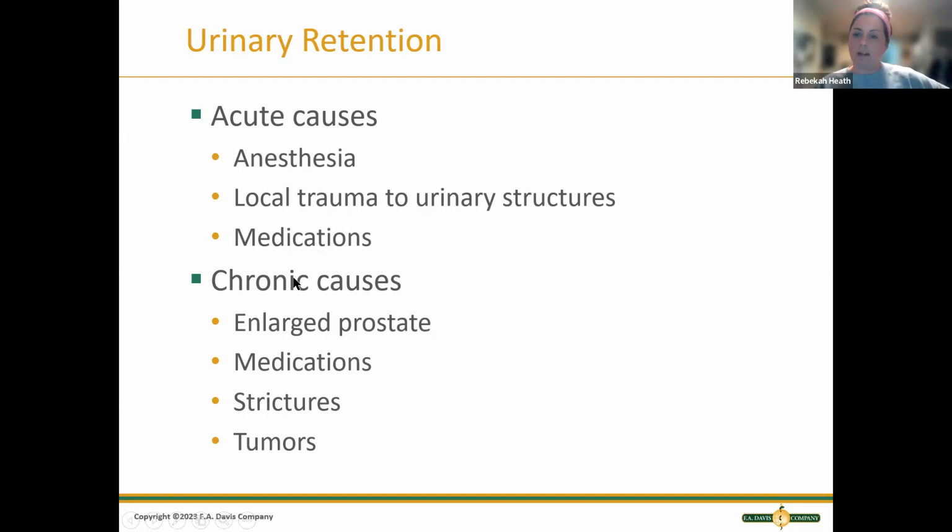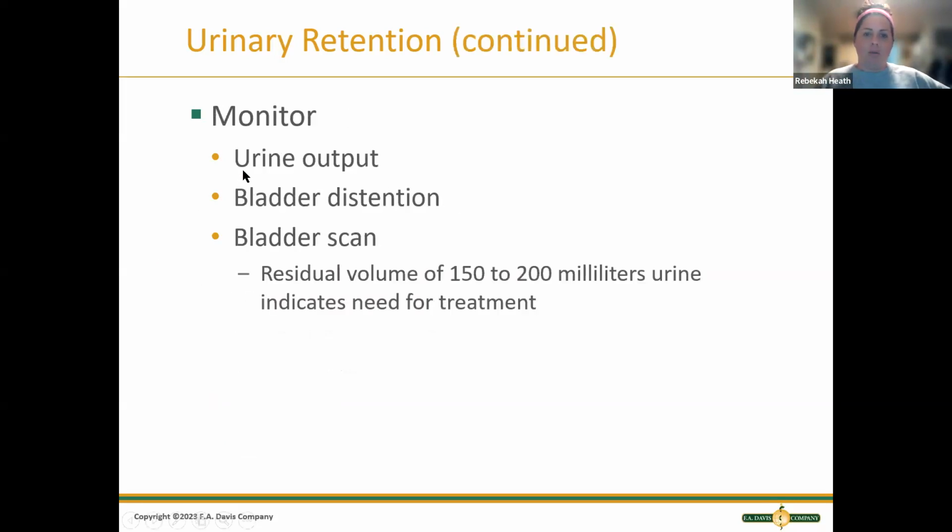Chronic causes could be an enlarged prostate, like we talked about with men. Certain medications could cause this. Sometimes people can have strictures, especially in the urethra, or even tumors that are pushing in on that urethra. If somebody's having this type of incontinence, we really want to monitor it. We want to look at the bladder distension, and we're going to be doing bladder scans.